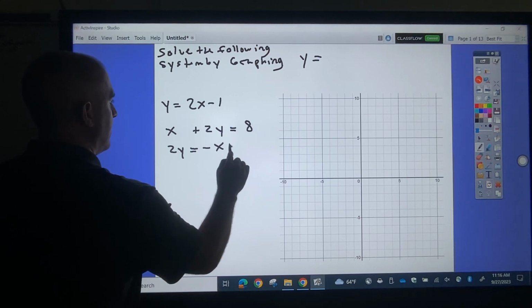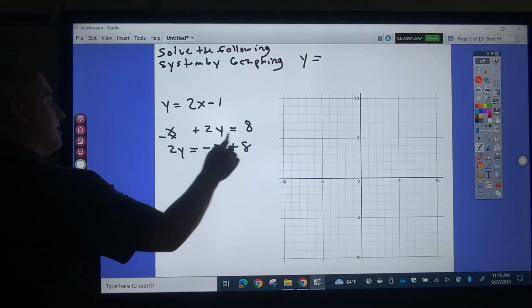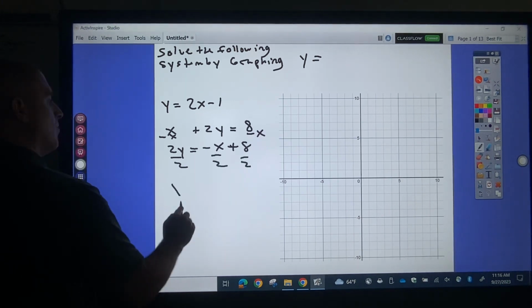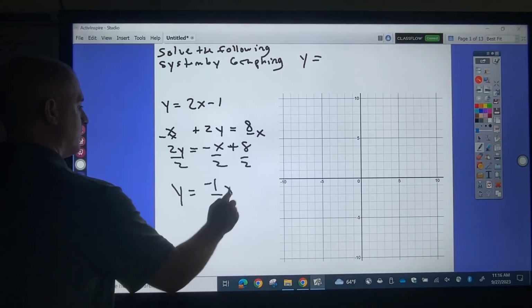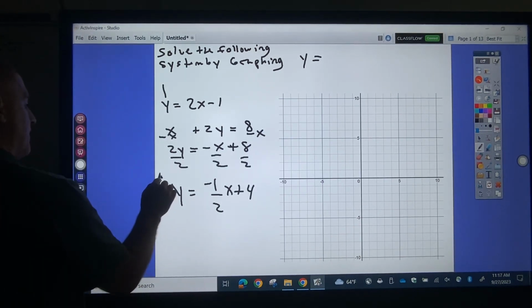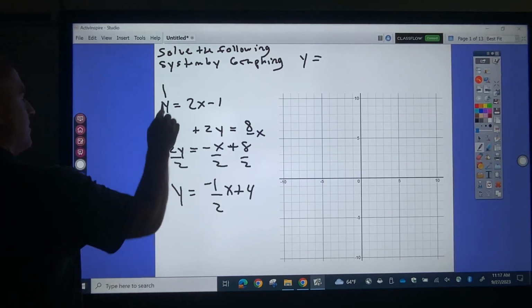That would be negative x plus 8, because I would subtract x. Then I would divide each part by 2. So this is going to be y equals negative 1/2 x plus 4. Now, what I want to do with these is graph this and graph this. I want to graph these two things.